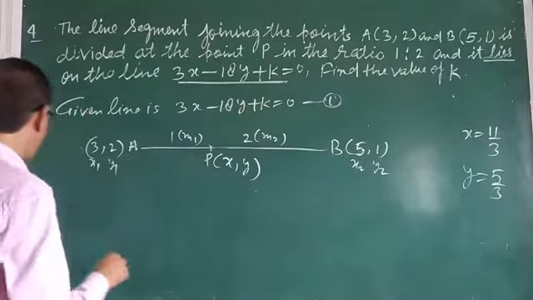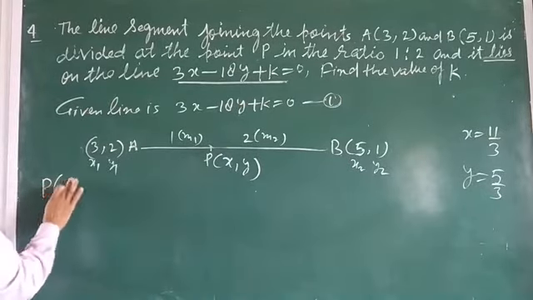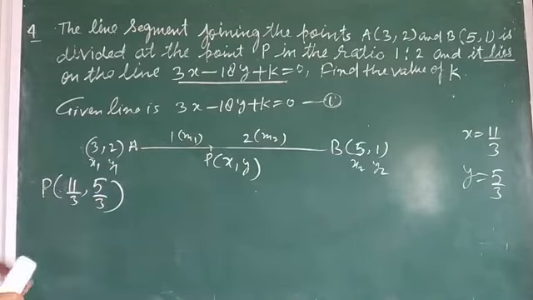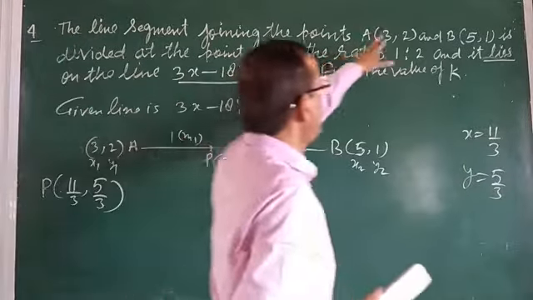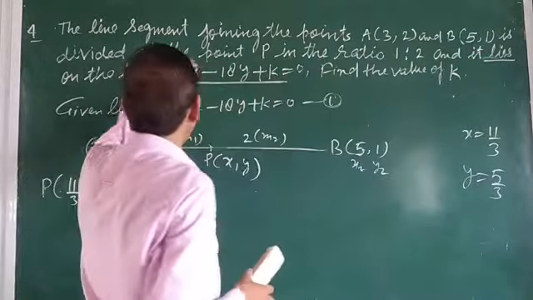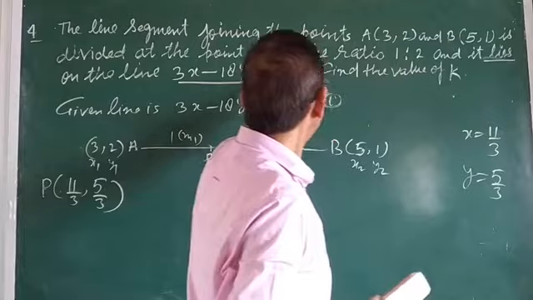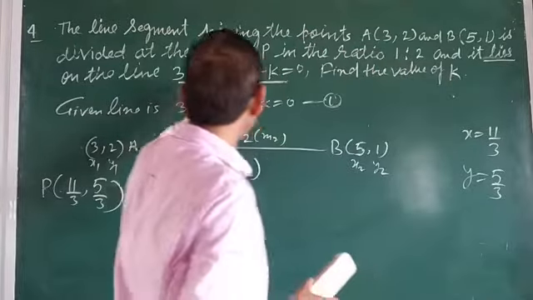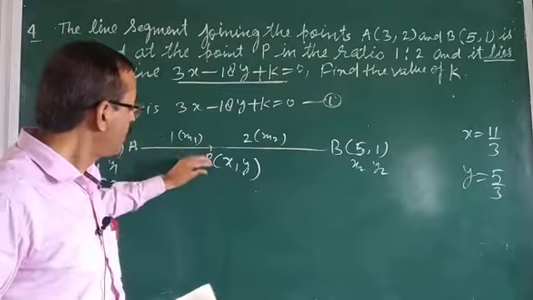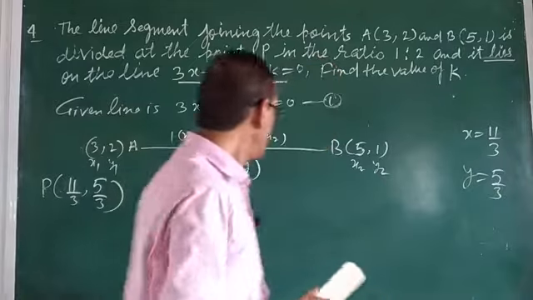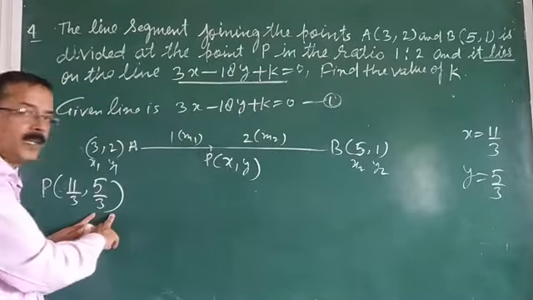So we found that P came 11 upon 3 and 5 upon 3. What was our aim to find? The line segment joining the points A and B is divided at the point P in the ratio 1:2, and it means P lies on this line also. Now, after making P lie on this line, what do we have to find? K. We have to find the K. So P came 11 upon 3, 5 upon 3.